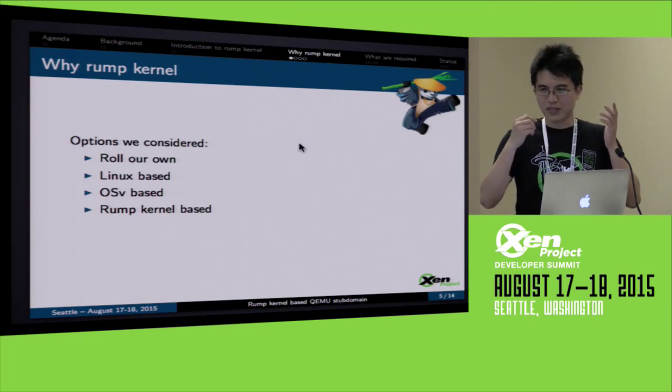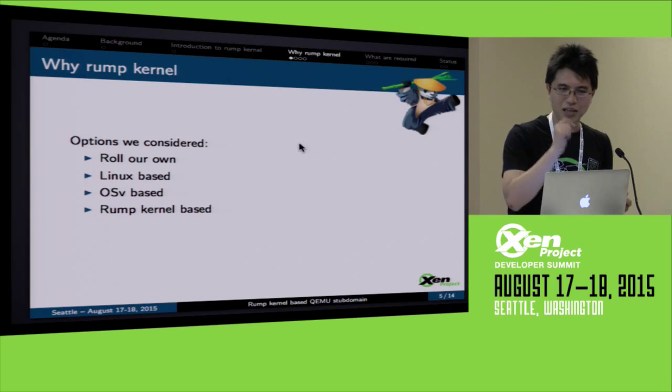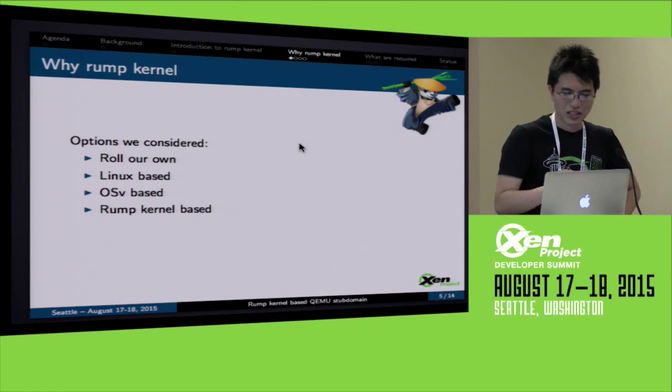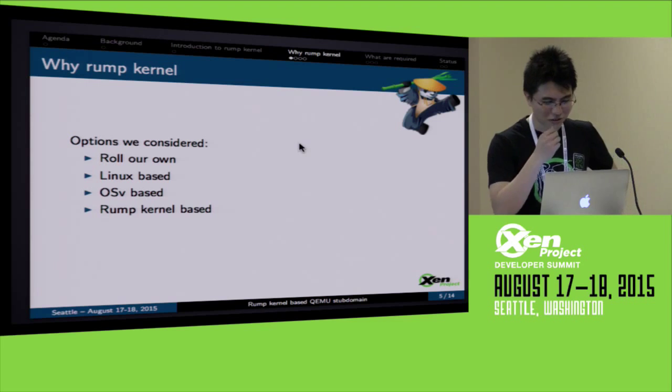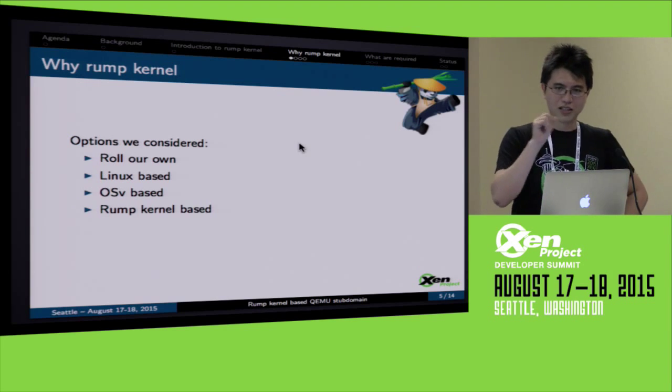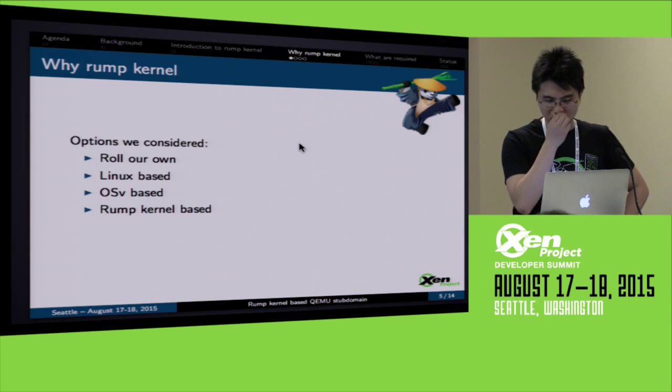And to build a QEMU upstream stub domain, we've considered some other options as well. So far, we have considered 4 options. The first one is to roll our own. The second one is to base it on Linux. The third one is based on OSv. And the fourth one is to base it on Rump kernel.